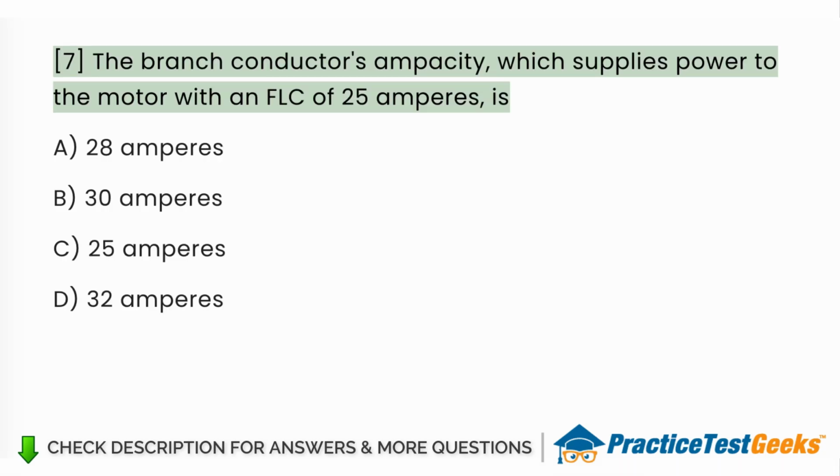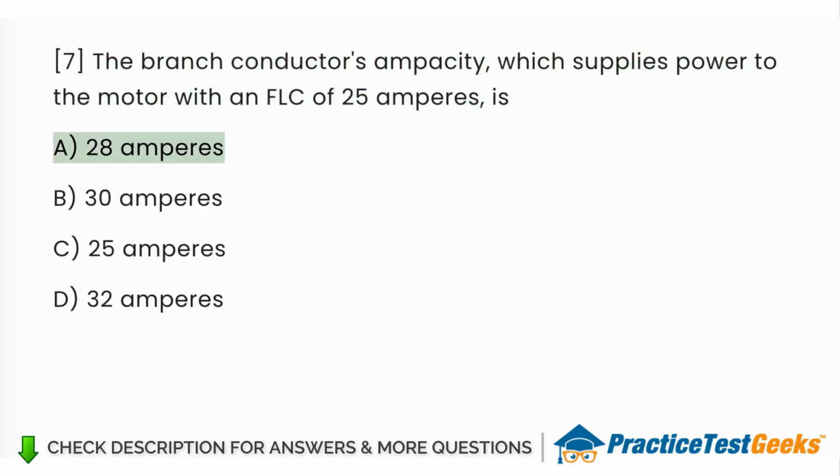The branch conductor's ampacity, which supplies power to the motor with an FLC of 25 amperes, is A. 28 amperes. B. 30 amperes. C. 25 amperes. D. 32 amperes.